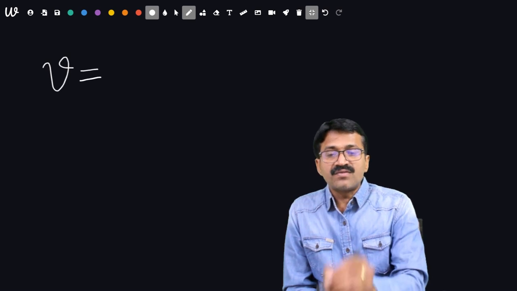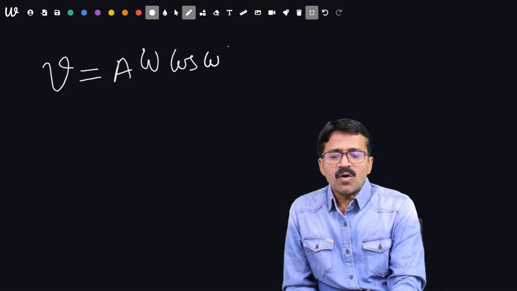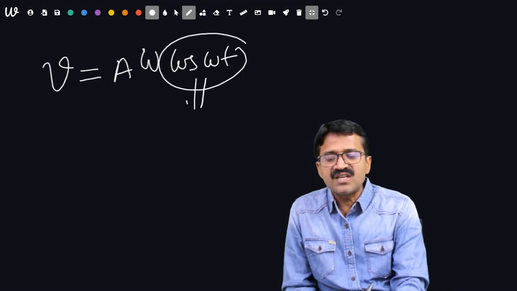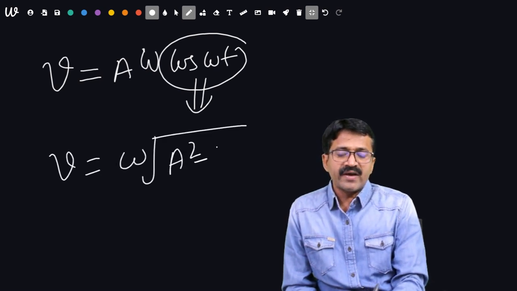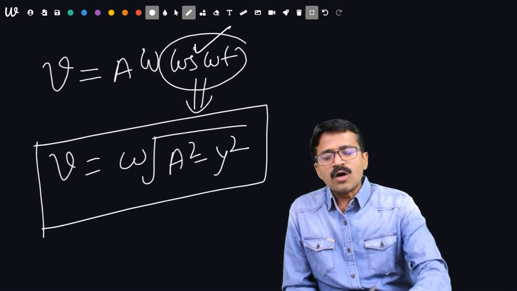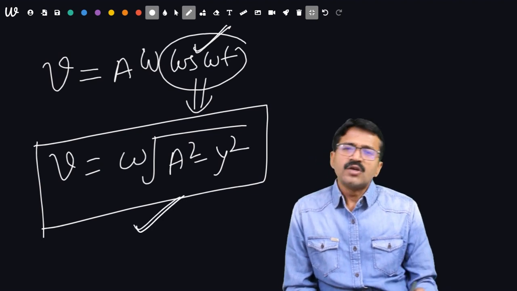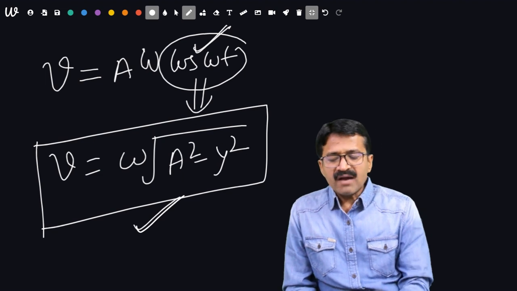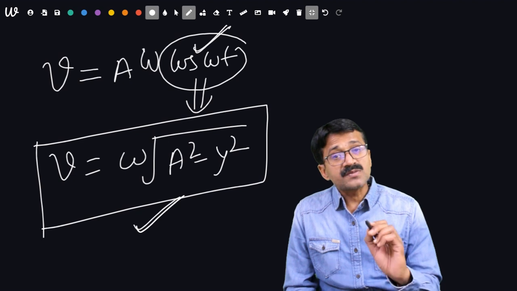Velocity is given by a omega cos omega t. Then we have to convert this in terms of displacement. Then v is equal to omega under root a square minus y square. In converting cos into sine and then putting values, you have to learn it directly. You need not convert, you have to learn it directly. Omega is angular velocity, omega is 2 pi upon T, y is displacement.